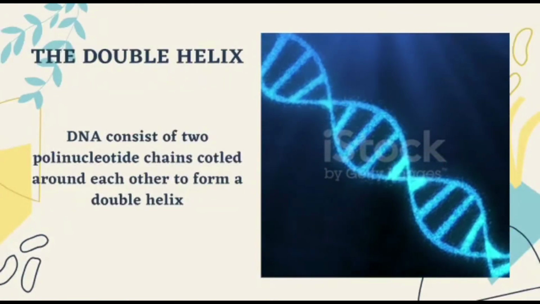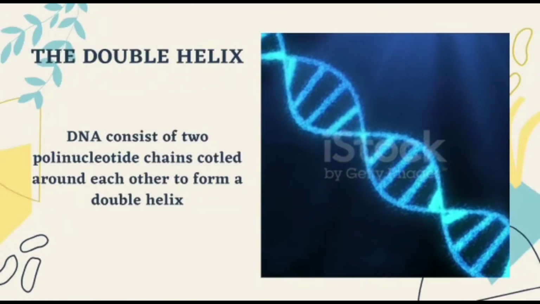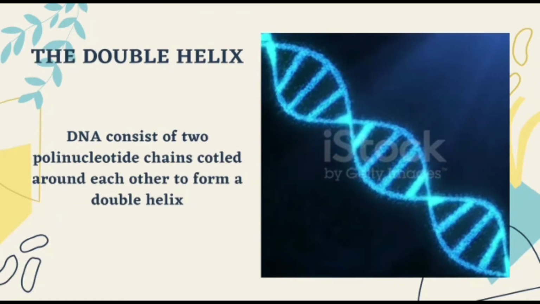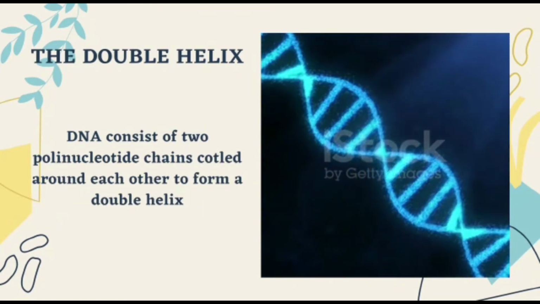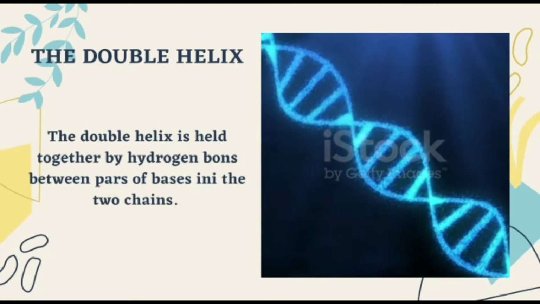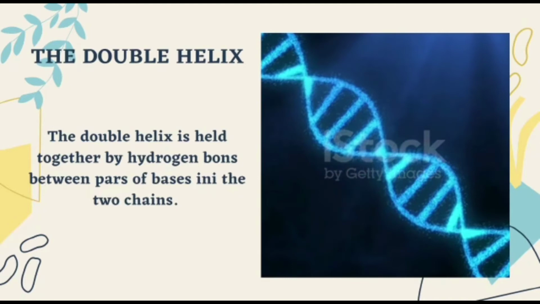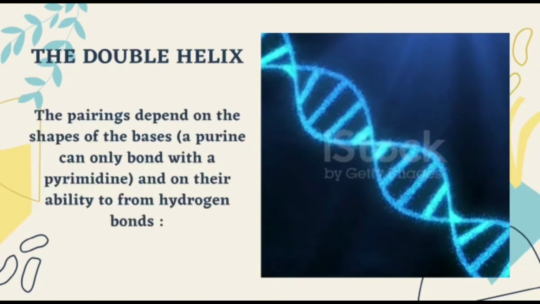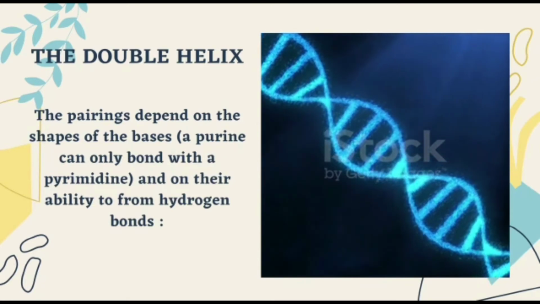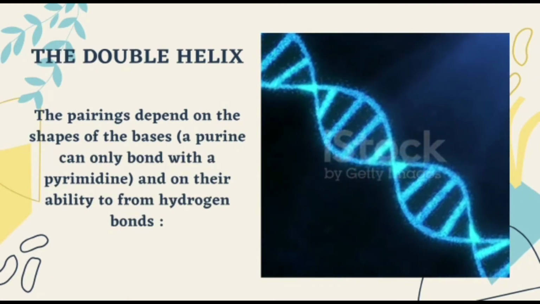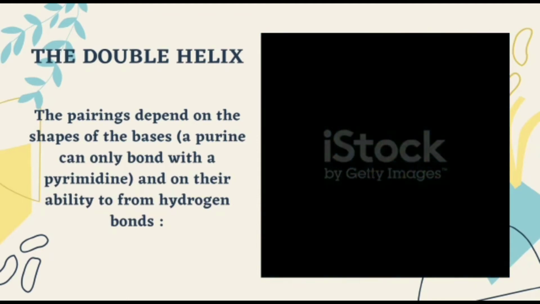The double helix. DNA consists of two polynucleotide chains coiled around each other to form a double helix. The double helix is held together by hydrogen bonds between pairs of bases in the two chains. Pairing depends on the species of the bases. A purine can only bond with a pyrimidine, based on their ability to form hydrogen bonds.